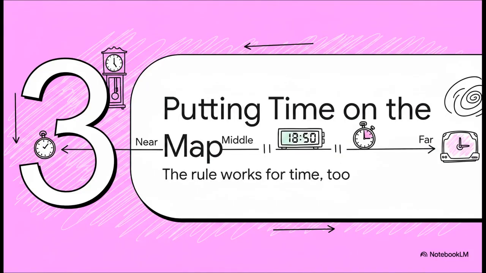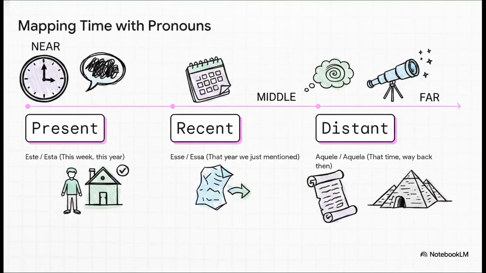But hang on, because this is where it gets really cool. This exact same logic of distance, near, middle, and far, doesn't just work for space and ideas, it applies perfectly to time as well. Just look at this timeline. The present moment, the time you're in right now, that's considered near, so you'll use este or esta. A time you just mentioned, or the pretty recent past, that's the middle zone, so you'll use esse or essa. And a time from long ago, the distant past, well, that's far, so you grab aquele or aquela.